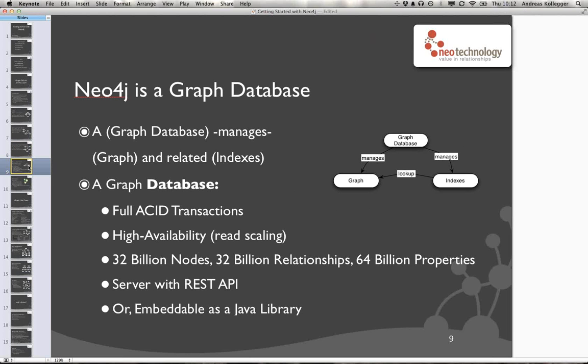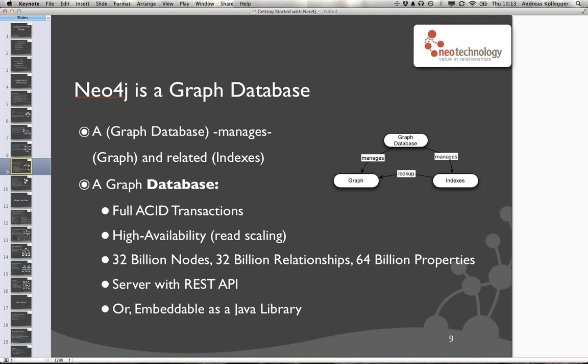So those elements, what did I say? There's not a whole lot involved. It's nodes, relationships, properties on each of those, and then indexes. All of that combined together creates a graph database. So a graph database manages a graph with related indexes. In Neo4j, we have a graph database that you can see here.